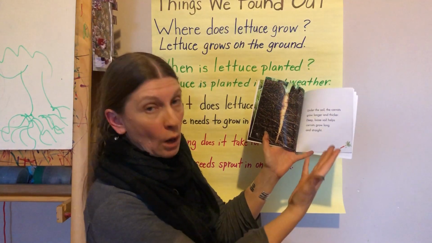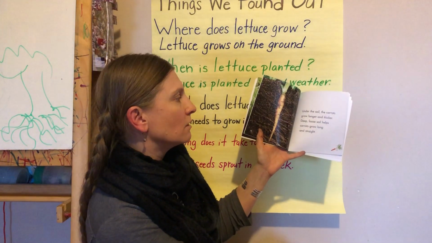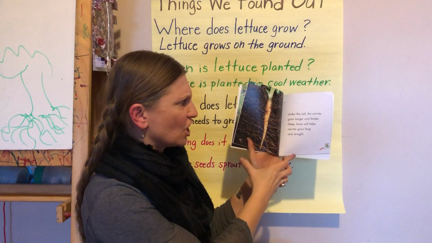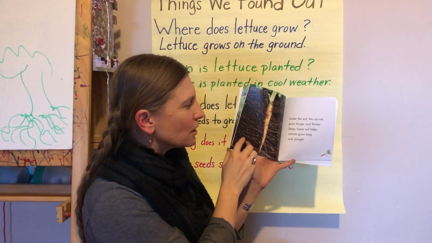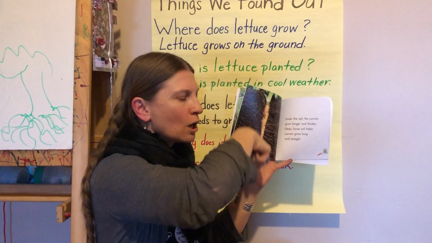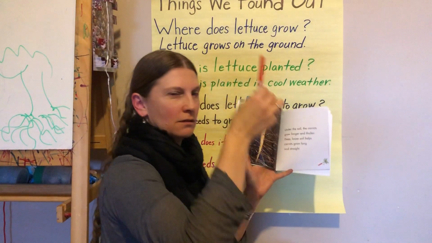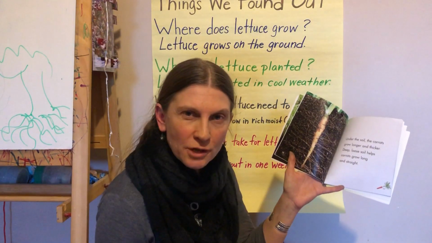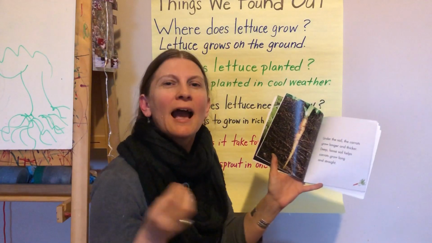So then I might say, I would read, "Under the soil, the carrots grow longer and thicker. Deep, loose soil helps carrots grow long and straight." Straight, like a straight line. So turn and talk to your partners and talk about how do carrots grow?